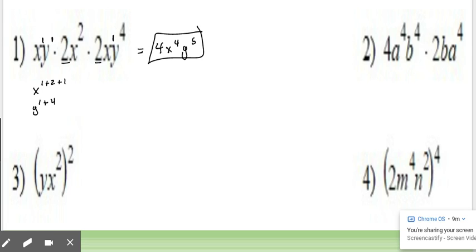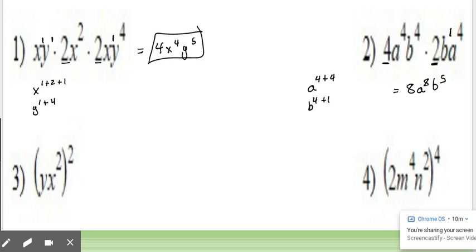For number 2, we've got 4 times 2. 4 times 2 is 8. For the a's, I have a to the fourth and a to the fourth. I add those up and multiply. Remember, we add the exponents. The b's, I have b to the fourth and b to the first. Okay, can't forget that that's a 1. And I have b to the fifth.